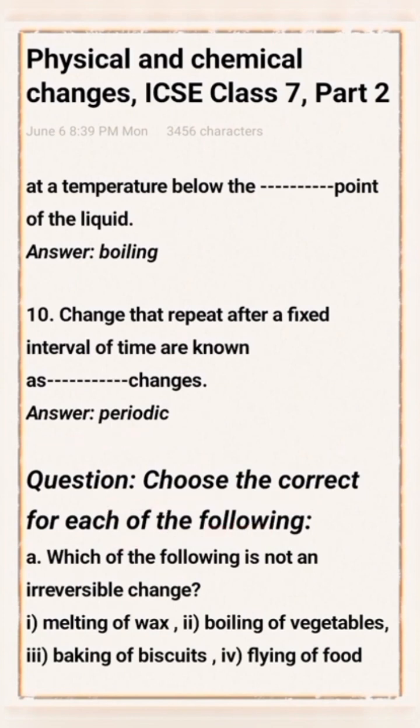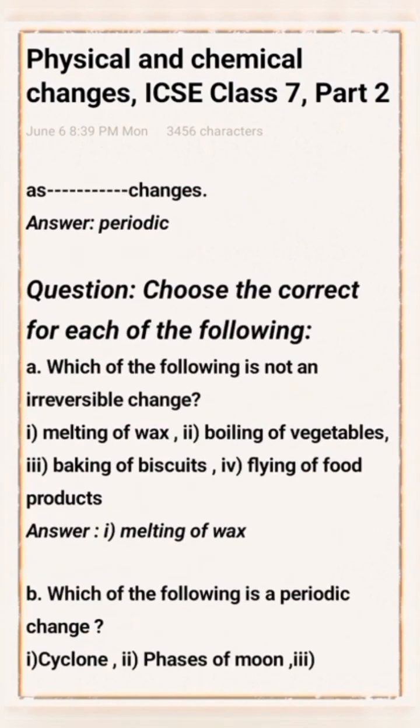Okay. Next question pattern, choose the correct answer for each of the following. Question A. Which of the following is not an irreversible change? Option 1, melting of oats. Option 2, boiling of vegetables. Option 3, baking of biscuits. Option 4, frying of food products. The answer is option 1, that is melting of oats.